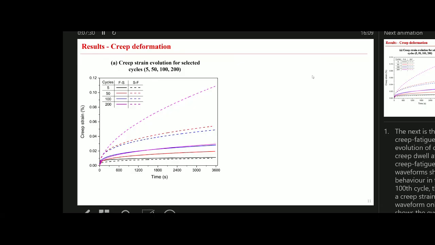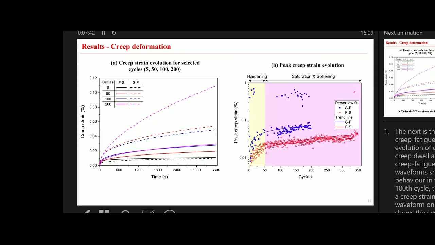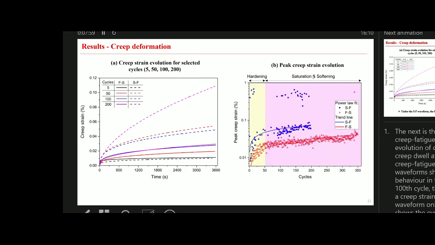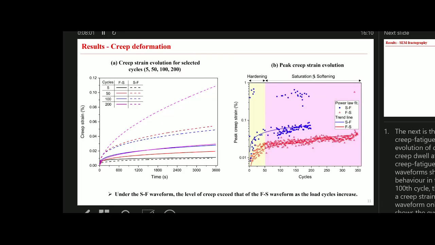But by around 100 cycles, the blue line, the SF test, shows relatively twice the creep strain value compared to the FS waveforms. So then we compare the peak creep strain evolution plotted against their load cycles. You can clearly see that the SF waveform, the blue line here, shows a higher peak creep strain compared to the FS waveform. That means when the SF waveform was used, it will increase the susceptibility to creep damage compared to other load waveforms.